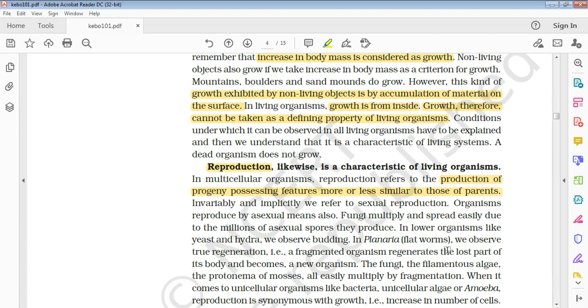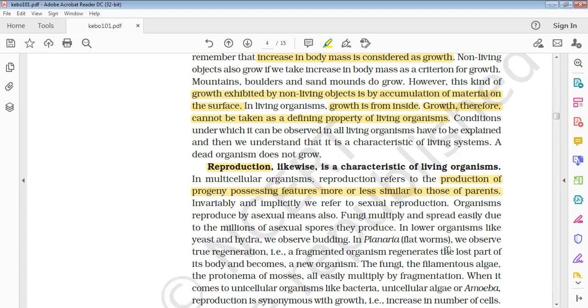Now consider lower organisms like yeast and hydra. You have already learned in your lower classes how yeast and hydra reproduce. Yeast and hydra have an asexual mode of reproduction in which they go for budding. In a yeast cell, a bud will be formed, detach from the parent cell, and finally develop into a new daughter cell. Similarly, in hydra, a bud forms on the parent hydra, grows for some time, then pinches off from the parent and grows individually, forming the daughter organism. That is how asexual reproduction by budding occurs in yeast and hydra.